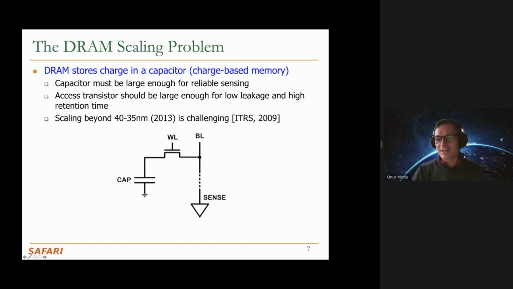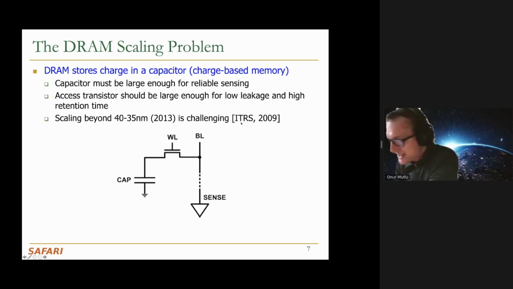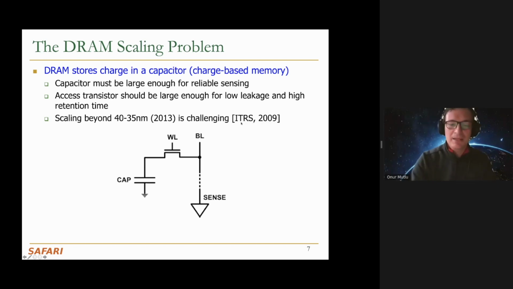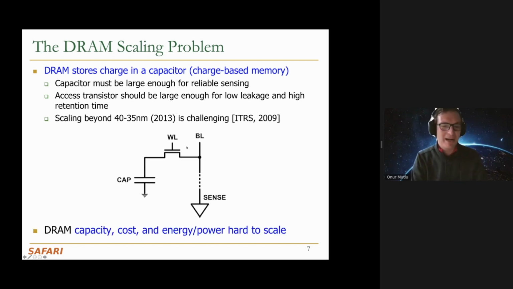And in 2009, when the International Technology Roadmap for Semiconductors wrote their report, they said that scaling this technology below 35 nanometers is challenging. And they were actually essentially right on this one, because Rowhammer happened, and a lot of other things happened, as we will see.